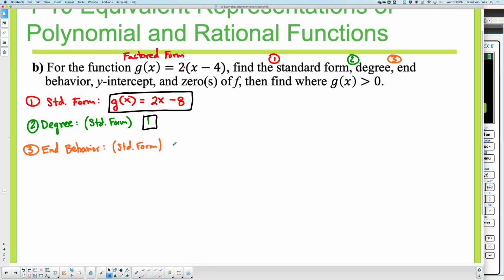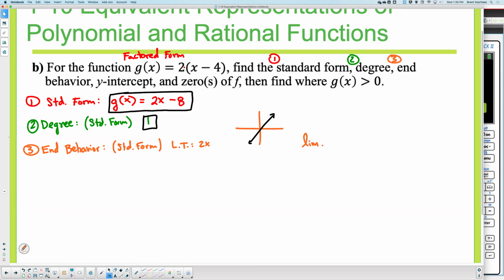So in behavior, I would look at the standard form. What is my leading term? And I'm just going to say LT. 2x. So if you were to do a quick sketch, what would 2x look like? A line, a parabola, or an S-curve? Line, U, or S-curve? A line. Is it a positive line or negative line? Positive line. So it's going to look like this. So from there, we can get our end behavior.